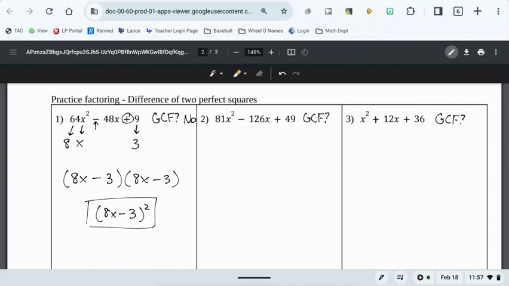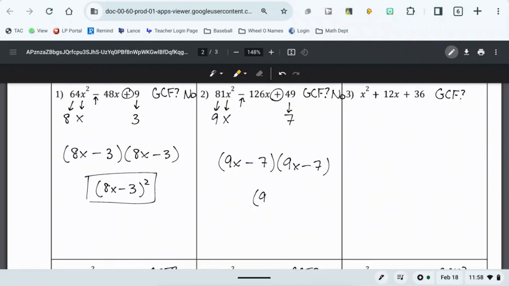All right, let's do number 2. So first things first, there's no GCF. Then the square root of 81 is 9. The square root of x squared is x. We notice that that second sign is a plus sign, so we can do this. The square root of 49 is 7. So we do 9x. We do minus, because that first sign is minus, 7. 9x minus 7. And then rewrite our final answer, 9x minus 7 squared.